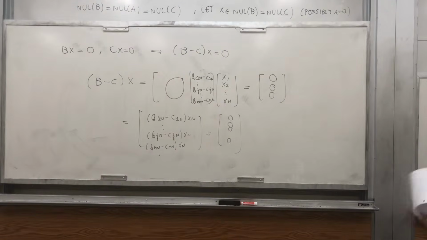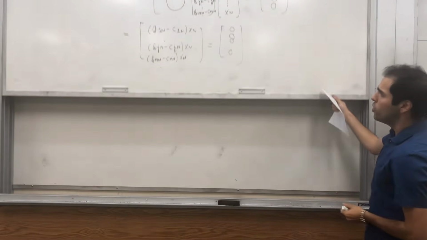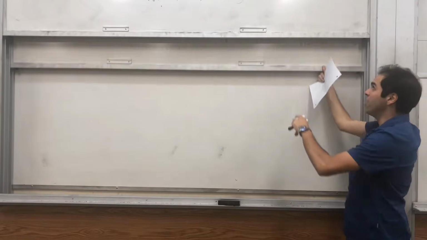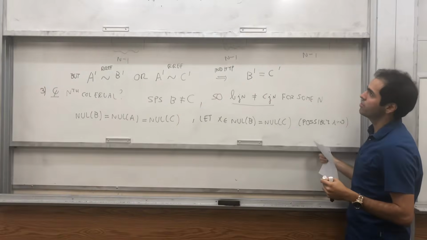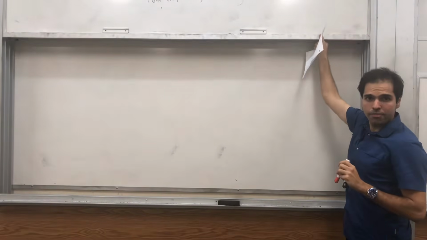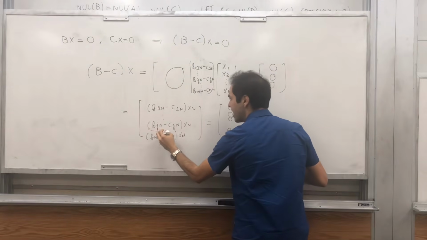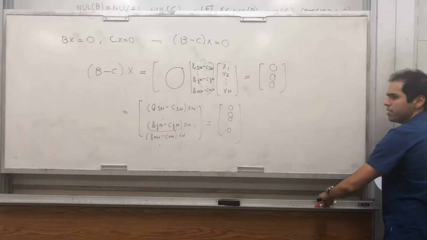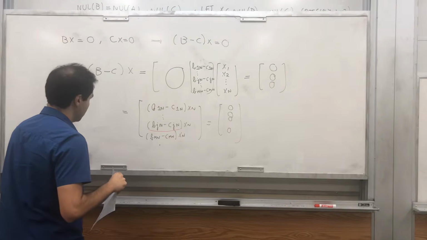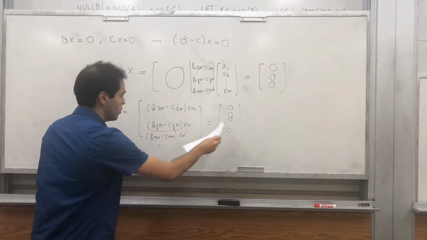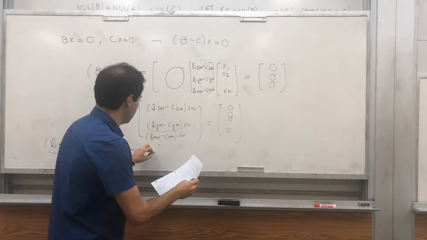But remember, it's possible that a bunch of those terms are 0. But if you remember, we do have that one of those is not equal, because otherwise we would have B equals C. So for some index j, we do have that bjn minus cjn is non-zero. So if we get (bjn minus cjn) xn equals 0 by assumption, and this is non-zero, this actually forces xn to be 0.